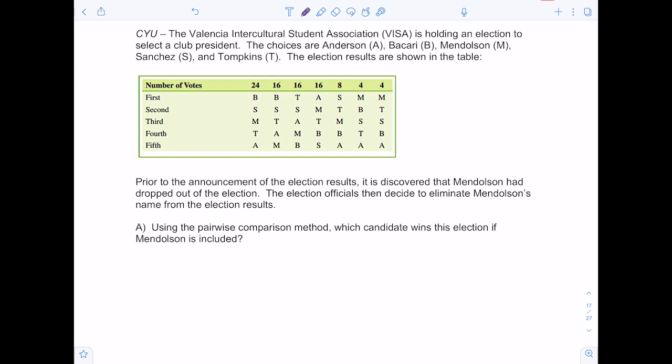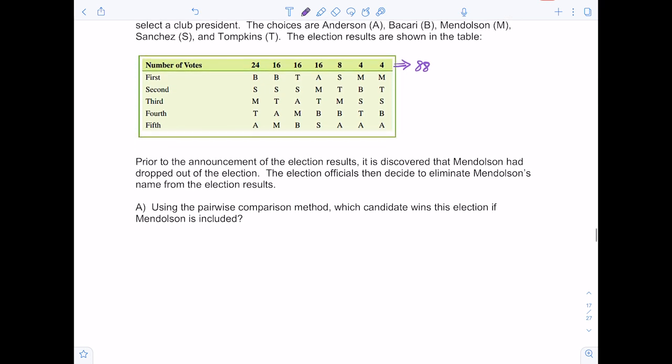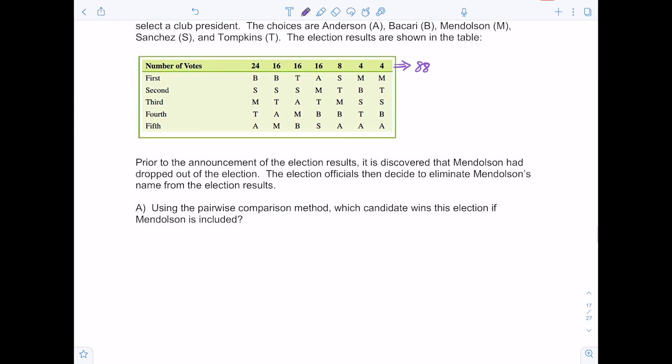Who would be the winner if Mendelson's is included? Okay, so first of all, I want to add up that top row, which will give you 88. So there were 88 votes that were taken, and we've got 5 candidates.